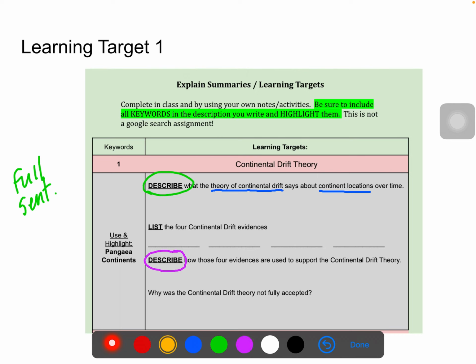So my recommendation is always go side by side with your notes, because that's where all the answers are coming from. This is not a Google search assignment, right? It's coming from our notes, from our activities, pulling the ideas together and putting them into your own words.